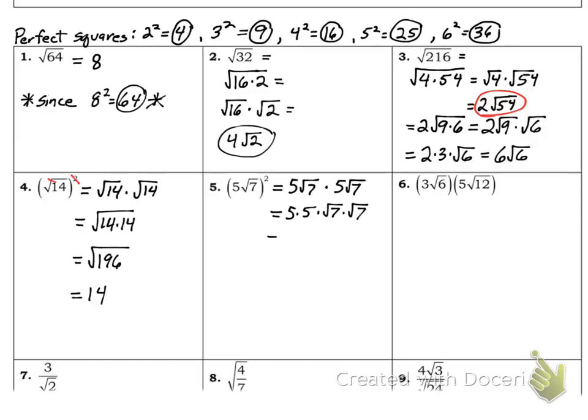Well, 5 times 5, that's easy. That's just 25. Square root of 7 times square root of 7, that's just square root of 7 squared. But hang on, those just cancel out. And we're just left with 25 times 7. Well, 25 times 7, that's just like having 7 quarters. It's almost 8. It's almost $2. But it's going to turn out to 175.